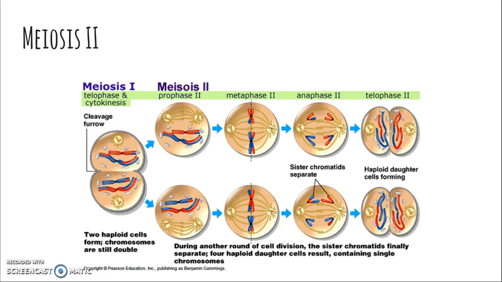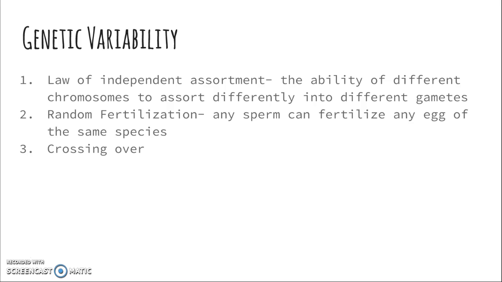So let's look at this. So we go from the cleavage furrow here where we have the haploid cells to, again, going through prophase 2, metaphase 2, and it's almost identical to mitosis now, except we are starting with a haploid cell, so we must end with a haploid cell. And at the end, we're going to have 4 genetically different daughter cells, instead of, like in mitosis, 2 identical daughter cells. So we have our genetically different daughter cells.